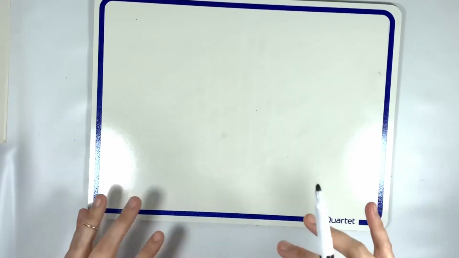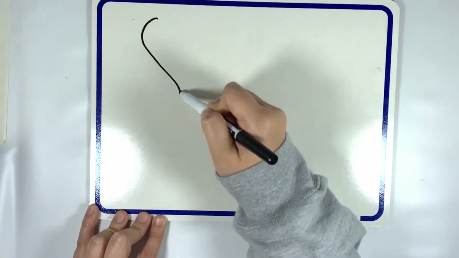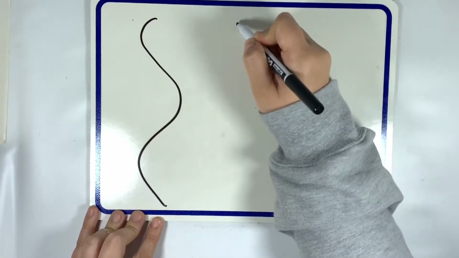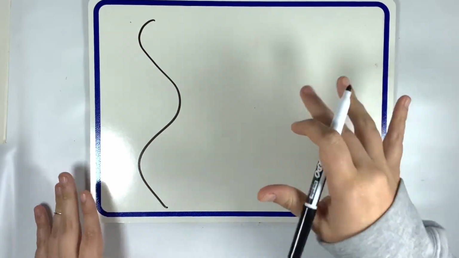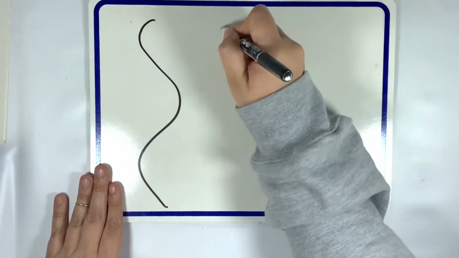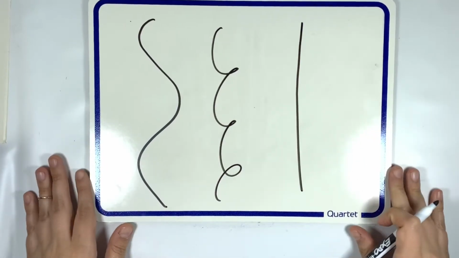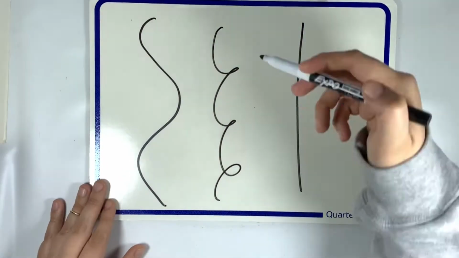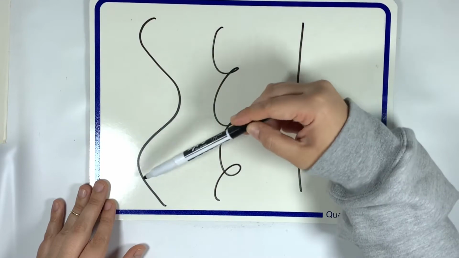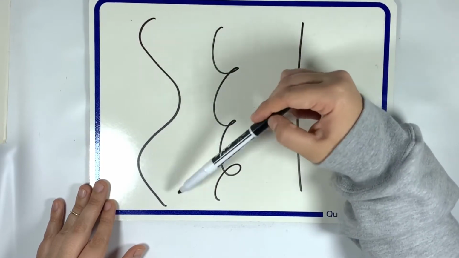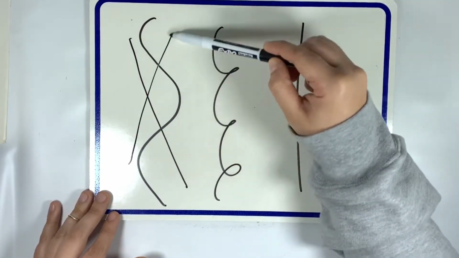Let's go ahead and talk about a straight line. I'm going to draw some lines on our whiteboard right here. We're going to go one by one and see which one is straight. So our first line curves around, it snakes around, there's curves going on. So this right here is not a straight line.